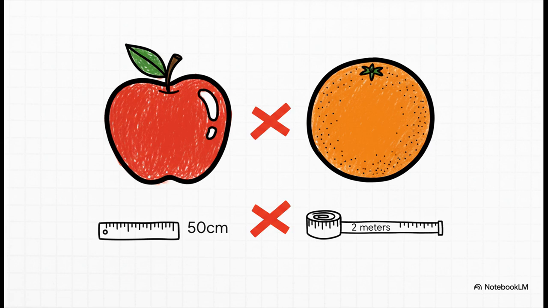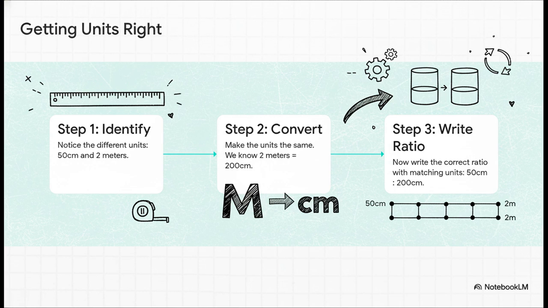And here's this second big trap, the one that catches so many people. The units you're comparing have to be the same. I mean, you can't compare apples to oranges, right? Well, you can't compare centimeters to meters directly either. It just won't work. So how do you fix it? Well, it's actually pretty easy. You just convert one of the units so they match up. In this case, we'll turn those 2 meters into 200 centimeters. Now that they're both in centimeters, you can write the correct ratio, 50 to 200. See? Now we're comparing like with like.